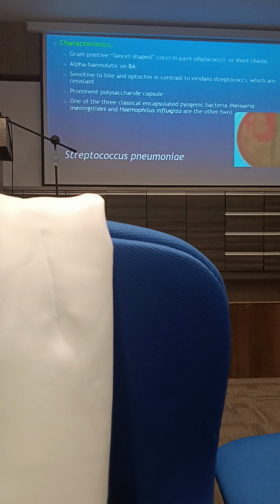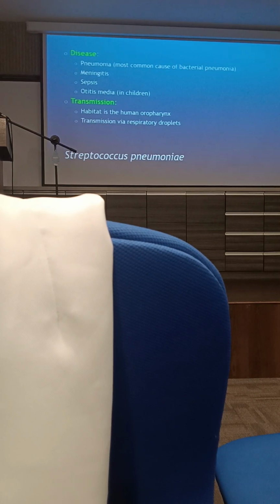One similarity in all 3 of these organisms is that they cause meningitis. For meningitis to happen, bacteria need to survive in blood and then cross the blood-brain barrier. All 3 have a capsule, and the capsule allows them to do that. It is antiphagocytic.